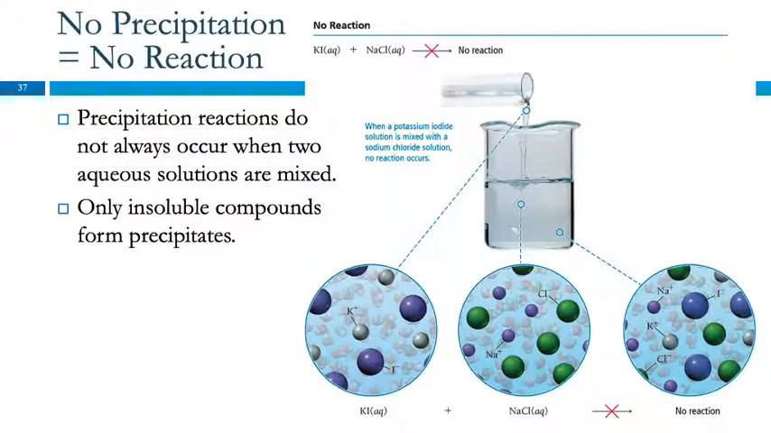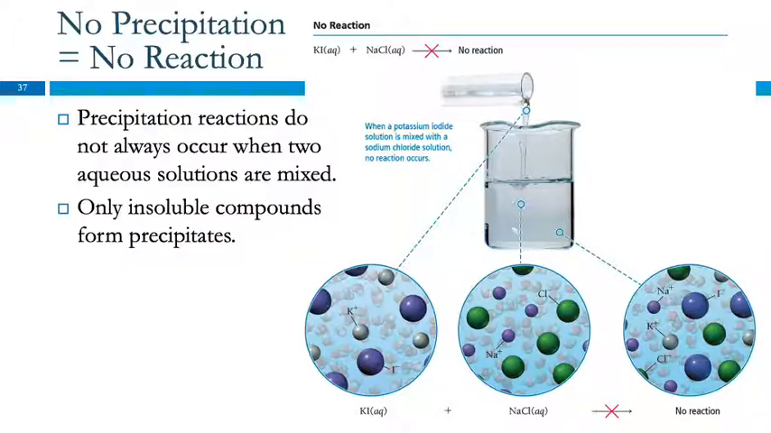You can mix two aqueous solutions and not have a precipitation reaction. Just like you can have a party where a whole bunch of people mix and mingle and nobody hits it off. No couples are formed, right? So precipitations do not always occur. Only when you get insoluble compounds do you get precipitates.